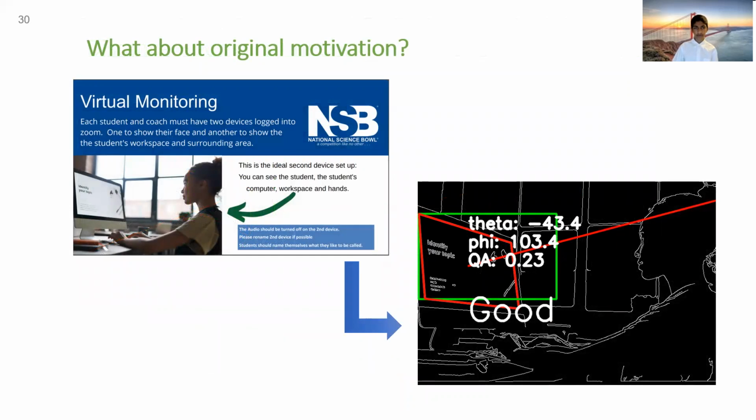I'm happy to report that this approach is usable for proctoring. When I apply this to a sample image for Science Poll, the software gets the estimates and improves the camera placement. So virtual monitoring in future years can be facilitated by this approach.